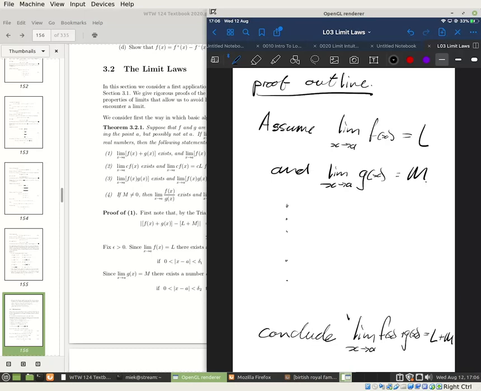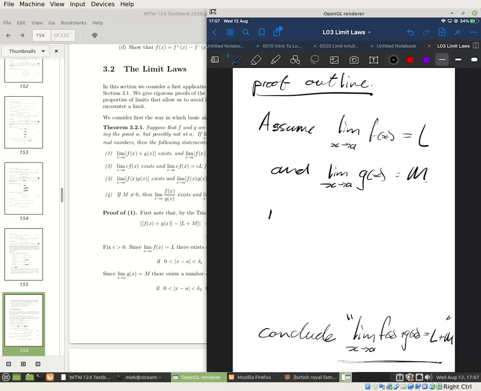Okay, but this means something very specific. This means that for every epsilon there exists a delta, so that etc., etc. So I'm not going to write out the entire meaning of that. That is an exercise for you. Perhaps pause the video here and write out exactly what this means. I'm going to go straight into writing the proof outline.